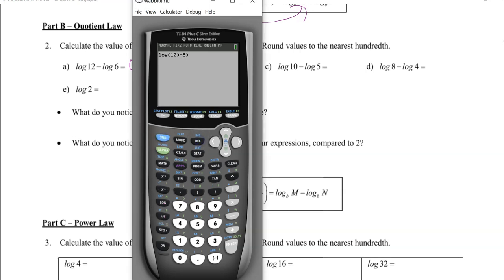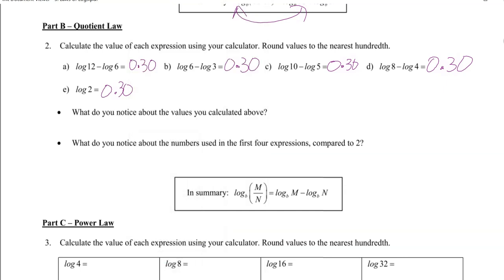So insert log 0.3. And the log of 2 is? So what do we notice about the values you calculated above? They're all the same, right? They are the same.